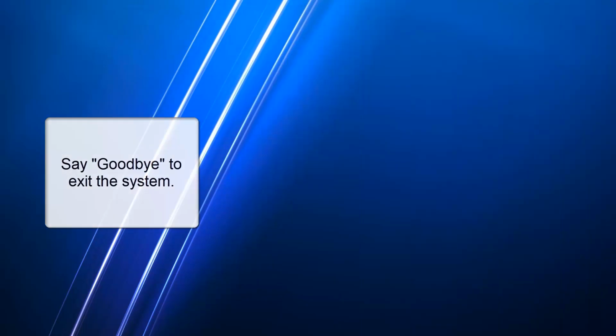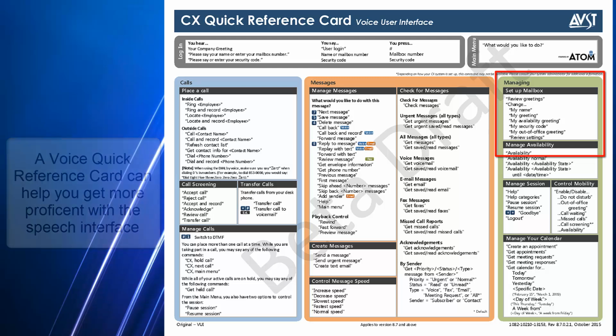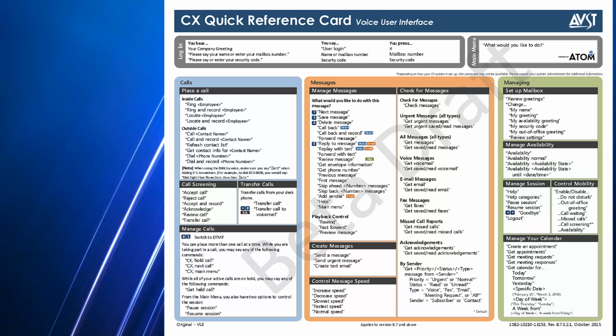Thank you for calling. So as you can see, setting up your CX mailbox for the first time is a fairly straightforward and simple process. Once your mailbox is set up, you can always change any of these settings by saying change, followed by the item that you wish to change. For example, change my greeting or change my password. There is a quick reference card to aid you in any of these mailbox management tasks.